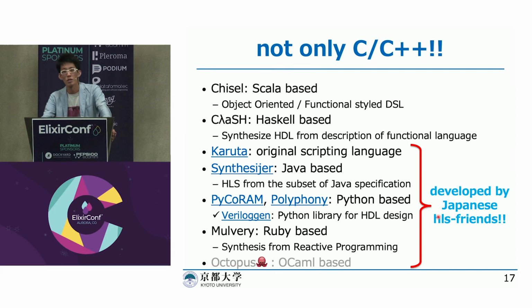HLS is not only C++, but also various programming languages. Chisel is a Scala-based HLS tool. Chisel is employed as the construction language for RISC-V processors. Clash is Haskell-based. And also, Kaleidoscope is an original DSL. Synthesizer is Java-based. PyCoRAM and Polyphony are Python-based. Marbury is Ruby-based. And Octopus is OCaml-based. These HLS tools are developed by Japanese HLS friends, my friends.